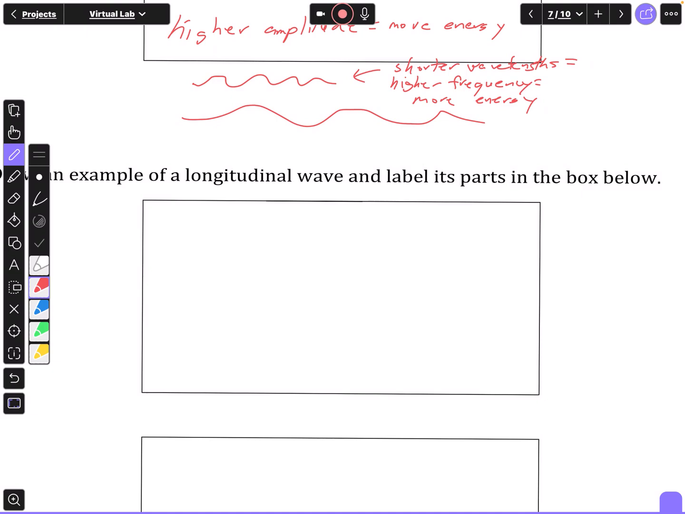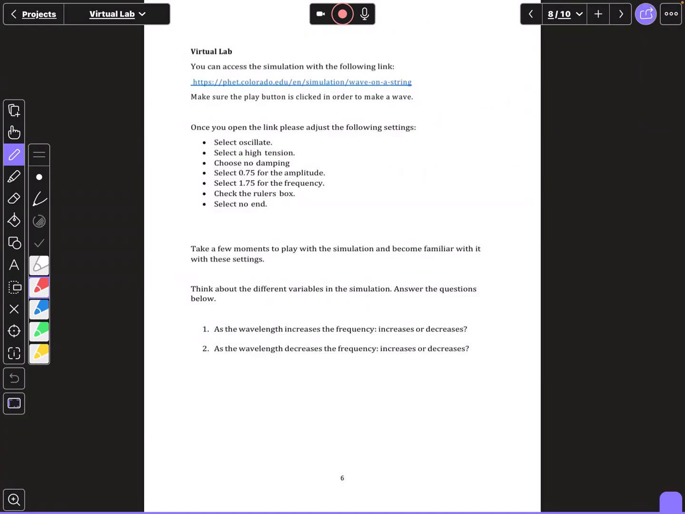All right, you're also going to draw and label longitudinal waves. Some waves are longitudinal, like a slinky. You think about sound waves and label the different parts of that also. Then you're going to go to the virtual lab and you're going to select all these things that it tells you to.